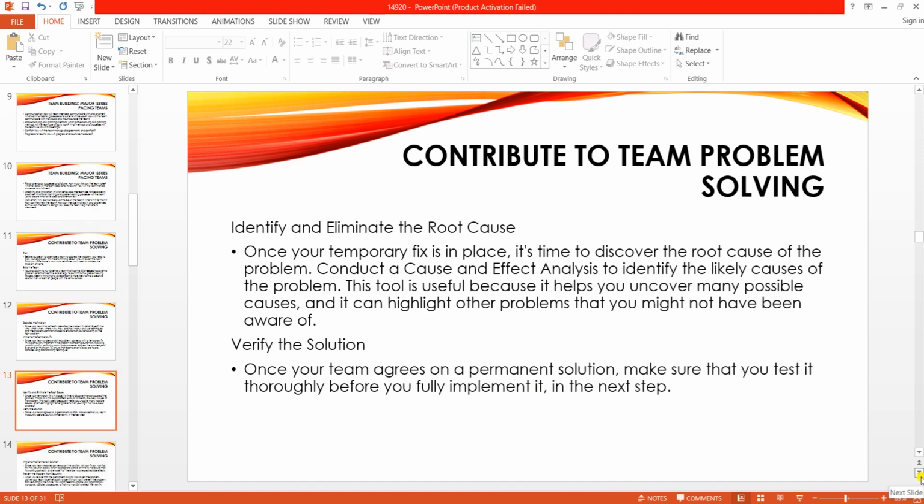Also, you need to identify and eliminate the root cause. Once your temporary fix is in place, it's time to discover the root cause of the problem. You need to conduct a cause and effect analysis to identify the likely causes of the problem. So now, eliminating the root cause is when you actually find what is the problem in this instance.